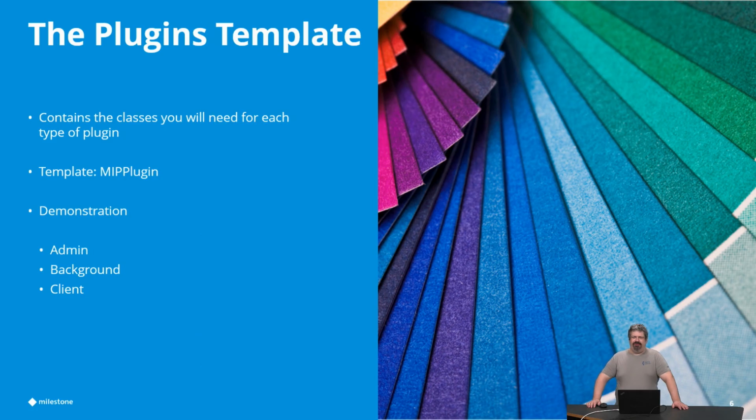The entry point for any plugin development is the plugins template. We recommend you always use the template. It contains all the classes you'll need, regardless of what type of plugin you're developing. Which means that one of the first things you'll be doing is going through and selecting all the things you don't want to use and removing those. The template is called MIP plugin, and like all of our templates, you'll get it by installing the Visual Studio extension called MIP templates.